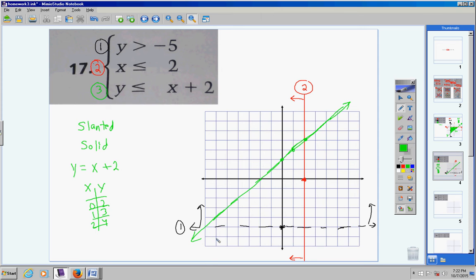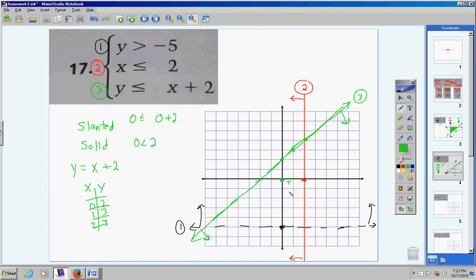There it is. Now, because it's a slanted line, the only way to know where to shade is to test a point. Does 0, 0 fall on my green line? By the way, let's label that number 3. No, it does not. So where the y is, I'm going to substitute 0. Where the x is, I'm going to substitute 0. 0 is less than 2. That's true. 0 is less than 2, so this point here is true. So I'm going to shade downward.